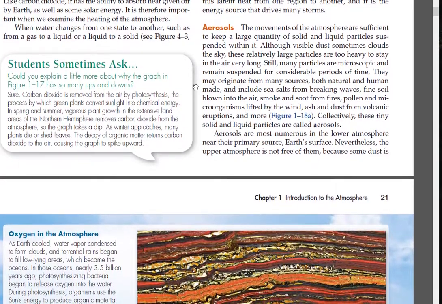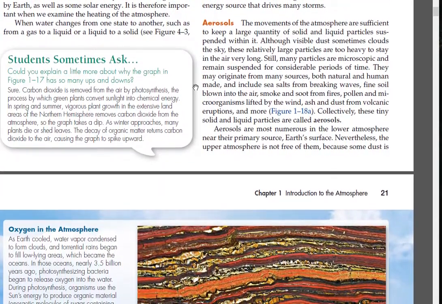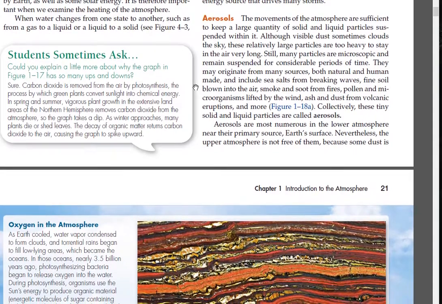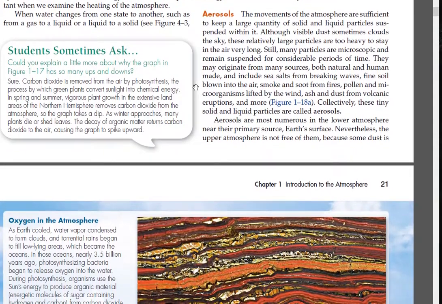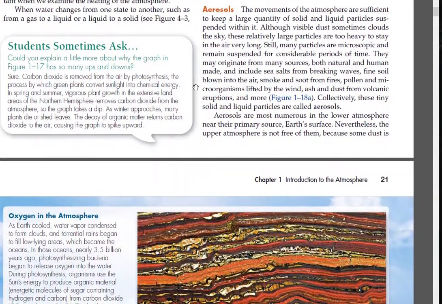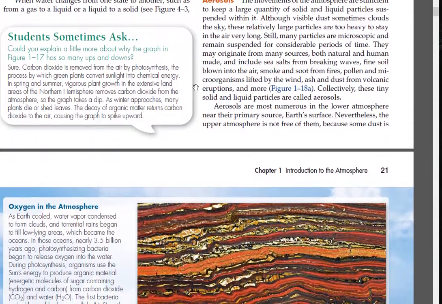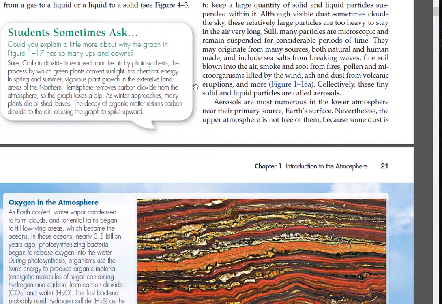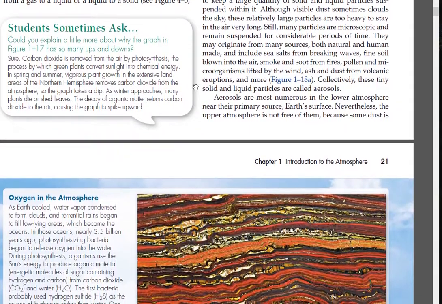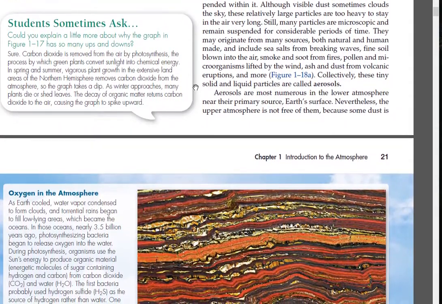They may originate from many sources, both natural and human-made, and include sea salts from breaking waves, fine soil blown into the air, smoke and soot from fires, pollen and microorganisms lifted by the wind, ash and dust from volcanic eruptions, and more (Figure 1.18a).